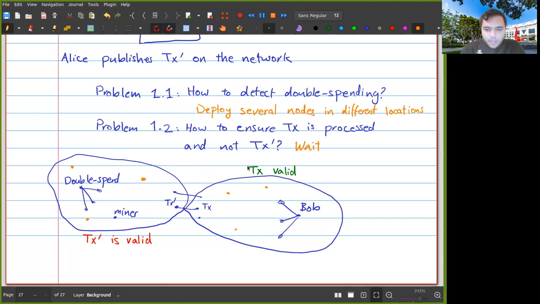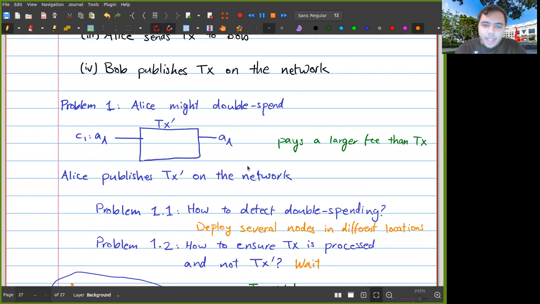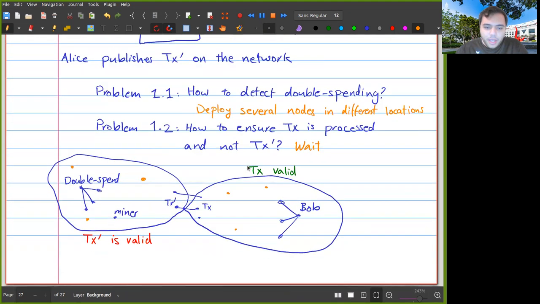So this basically means that if you are a seller that is using blockchain, you have no choice but to have a lot of different nodes in different places. Okay. Yeah, and this is also in the chat.